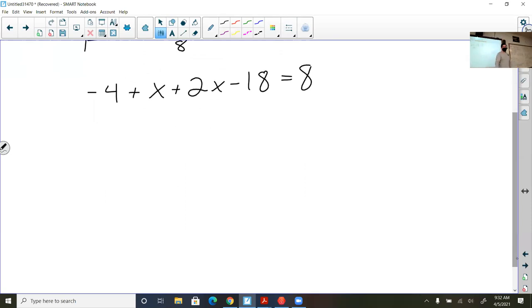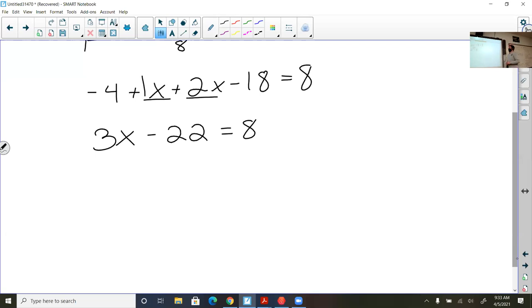And then whatever strategy works best for you, we can combine like terms, or you can move each term over as you'd like. Makes no difference to me. If you wanted to combine like terms, I'm going to be combining these x's together. Again, that's 1x plus 2x. Give me 3x's. And then the negative 18 and the negative 4, they're on the same side, so I'm going to add them together. We add two negatives together, it just gives us a bigger negative number. So I'm getting 3x minus 22 equals 8.